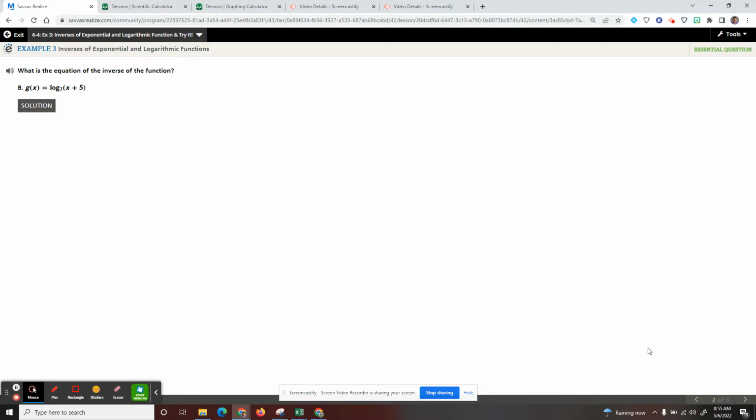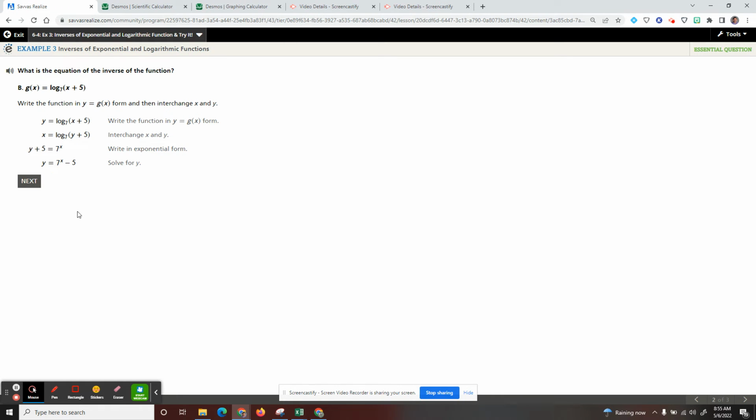Part B is not the opposite, but we're going to take the inverse of a log function now. Same thing. Change it out of function notation. So now instead of g of x, you've got a y. Then you interchange the x and the y. And then now we're going to solve for y. If you have a log equation, we're going to rewrite it as an exponential equation. And now you've got y plus 5 is equal to 7 to the power of x. Subtract 5, and you get y equals 7 to the power of x minus 5.